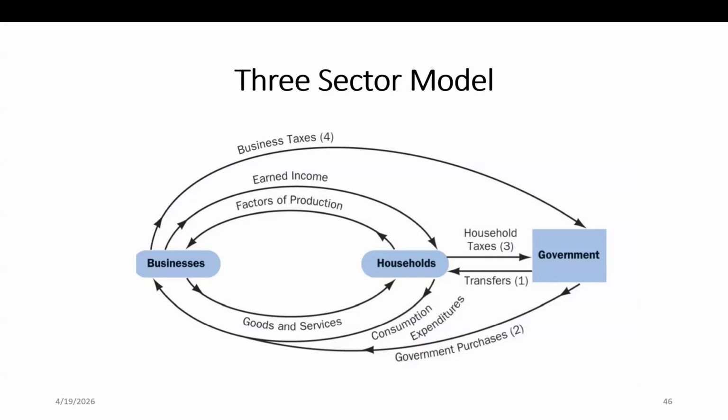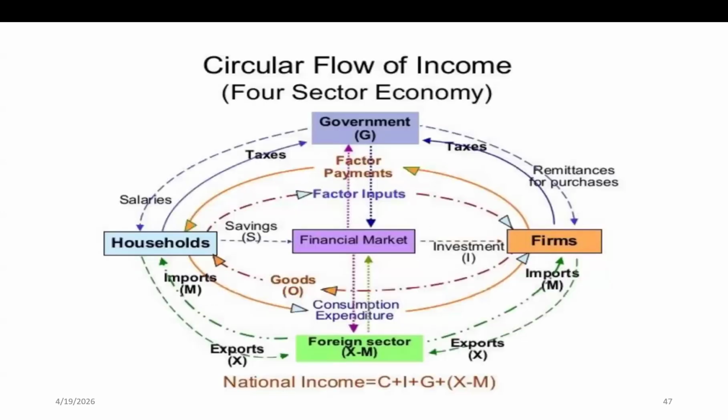Out of the income that they generate from selling the factors of production, the households will pay taxes to the government. The government will also pay transfers and certain things to the households, and the business firms are also paying taxes to the government, and the tax is considered as income of the government. From that income, the government will make some purchases from the businesses, so that can also be identified here. And this is the real picture of the economy.